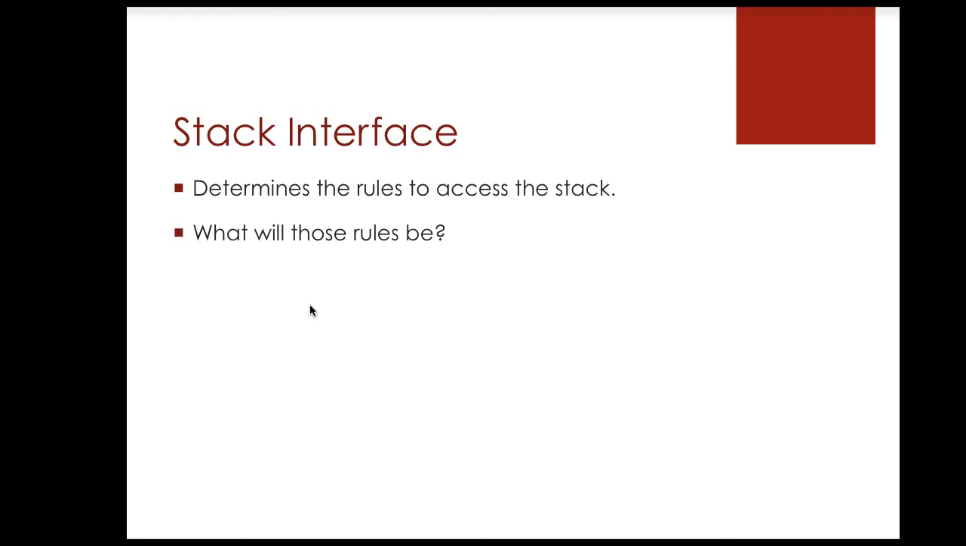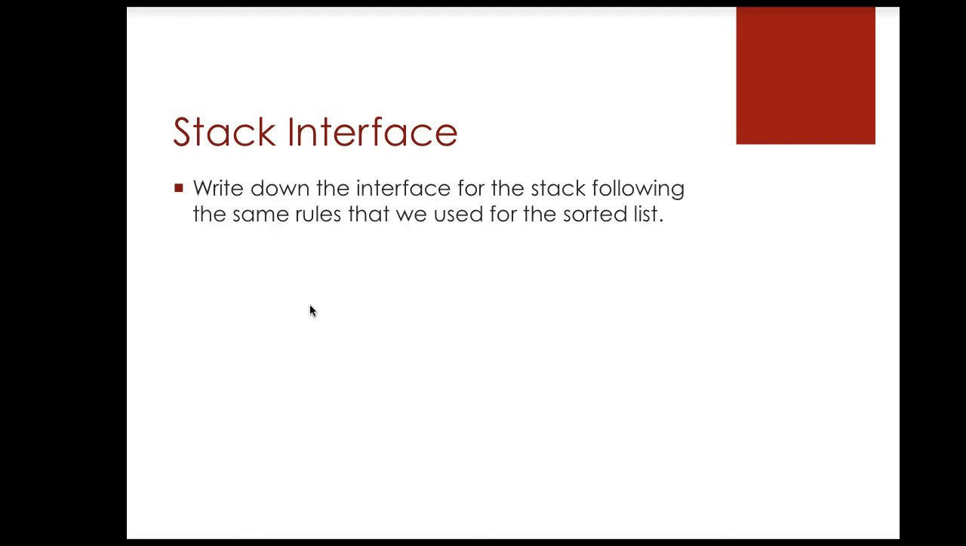Now, if we want to create a stack interface, just like we have been creating interfaces for other data structures, we need to determine the rules to access the stack. What will those rules be? So you have to keep into consideration that a stack is last in, first out. That's the very first thing that you need to remember, and then you can go from there, okay? What I want you to do so that we can practice is write down the interface for the stack following the same rules that we use for the sorted list. What I mean by these rules is not that the sorted list and the stack are the same. They are not. But the same way in which we were working the methods out and saying, okay, if I want to add, where do I add the element? Does it matter where I add it? Can I add it in one end? Can I add it in the other end? What is easier for me to do?